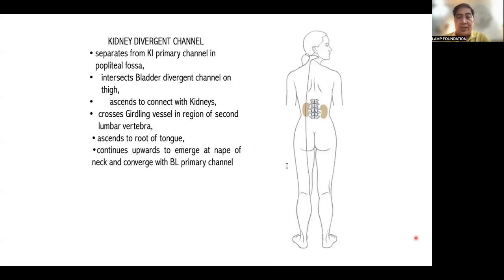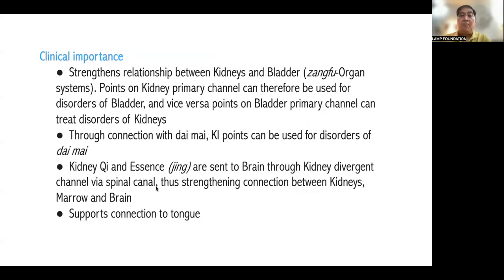Then we go to the kidney divergent channel. After separating from the primary at the popliteal fossa, this channel will intersect the divergent channel of the bladder on the thigh. Okay? It then proceeds upwards, connecting first with the kidney before it crosses the girdle channel. You know, the Daimai, the belt, or the girdling channel at about thoracic 7. Thoracic 7 po yan. Here, the channel ascends to the base of the tongue and then continues upwards, emerging at the nape of the neck to converge with the bladder primary channel. So what is the clinical importance?